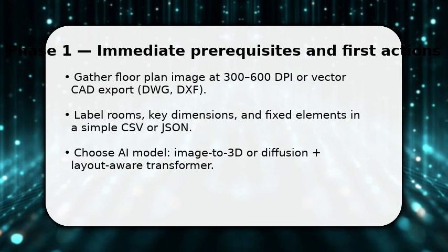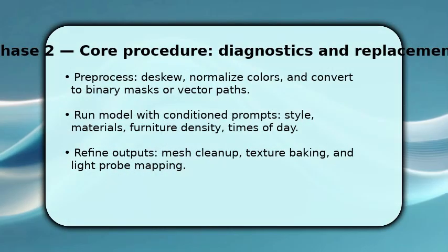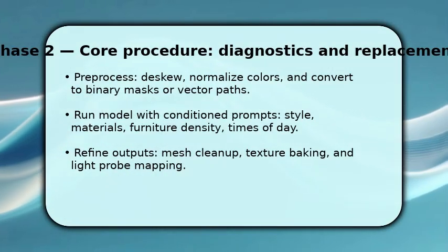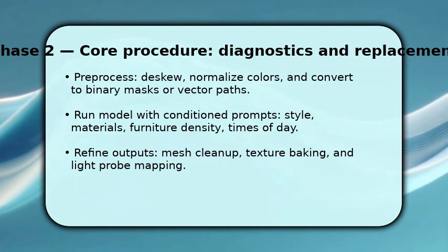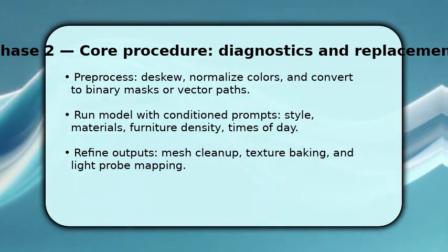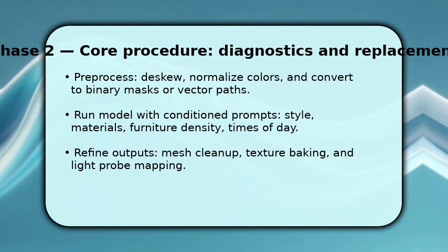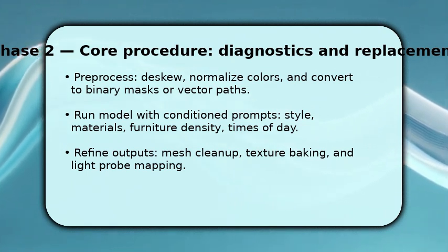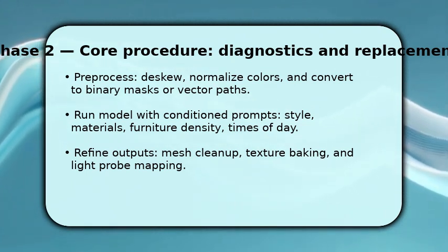You now preprocess and condition the input. Deskew the image, normalize colors, and extract binary masks or vector paths to represent walls and openings. Then feed the model with explicit conditioning, including style, material palettes, furniture density, and lighting time of day.